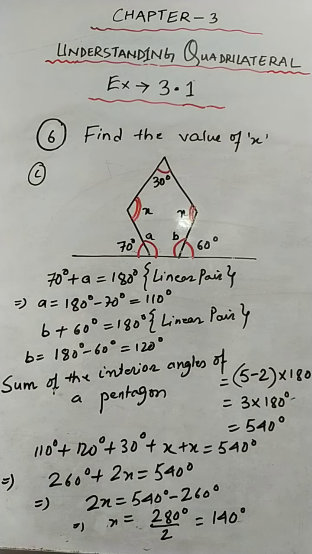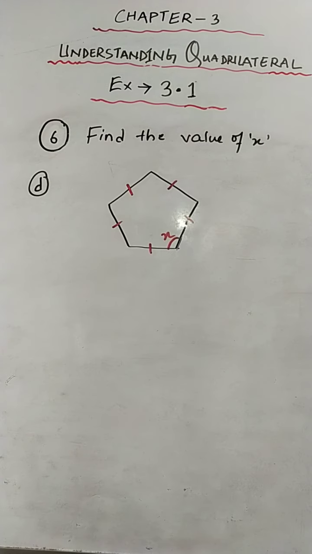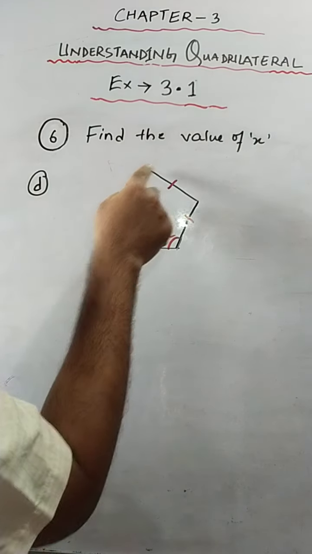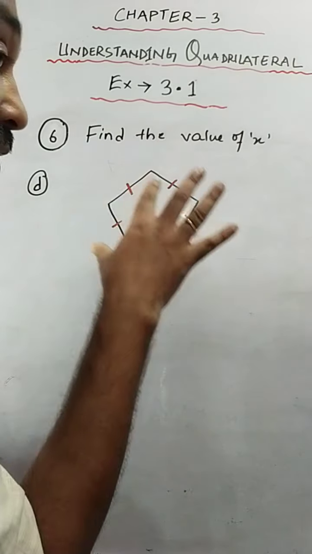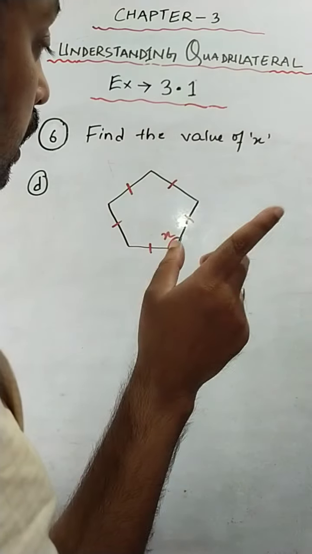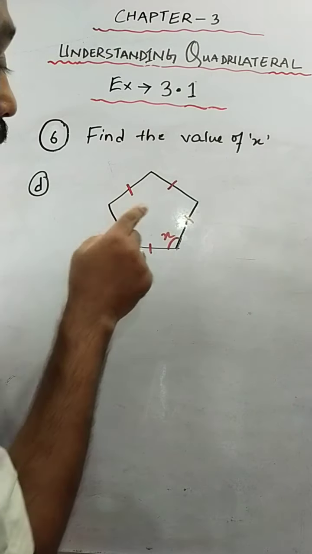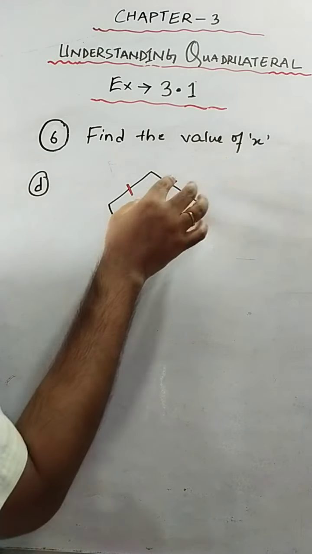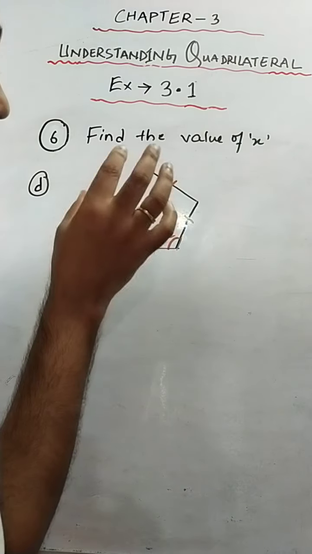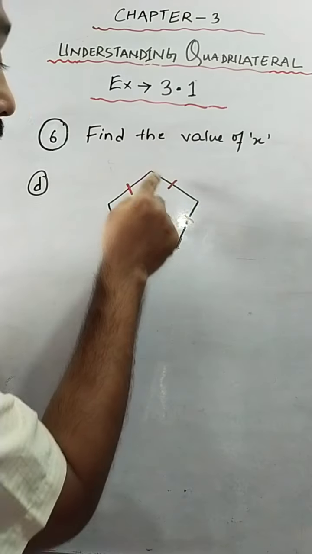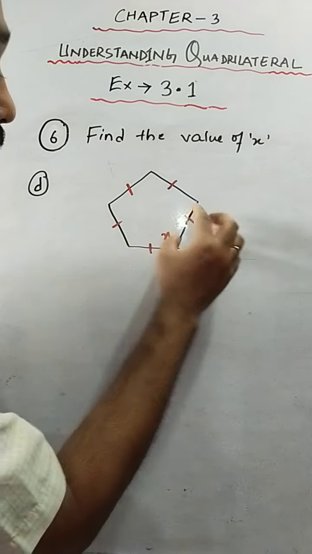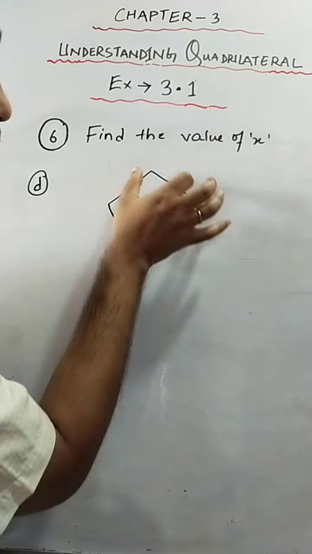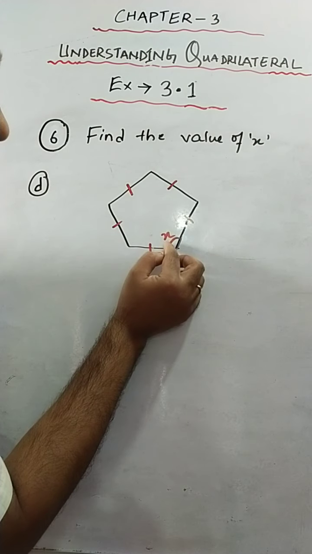Now sum number D of question number 6. Now figure of sum number D, we have 1, 2, 3, 4, 5, a 5-sided polygon. That means a pentagon. Now one interesting thing is observe that all the sides are carrying this type of lines. So what does this line represent? This line represents, they are trying to say that all the sides are equal, because see, all the sides are carrying the same type of sign. Fine. So this means that all the sides are equal and only one angle is given, x.